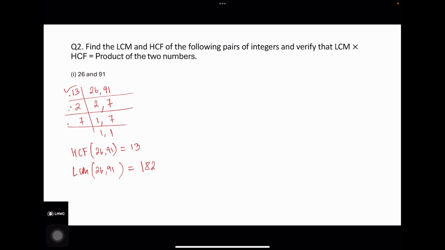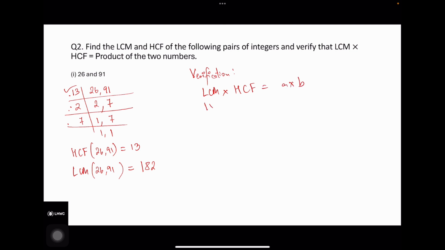So now we know the HCF as 13 and LCM as 182. So for the verification, we will take down the formula, which is LCM times HCF is equals to product of the two numbers.